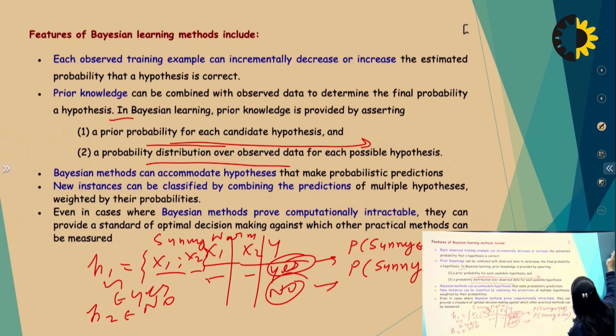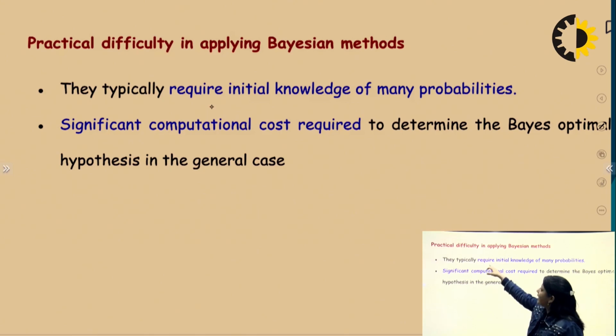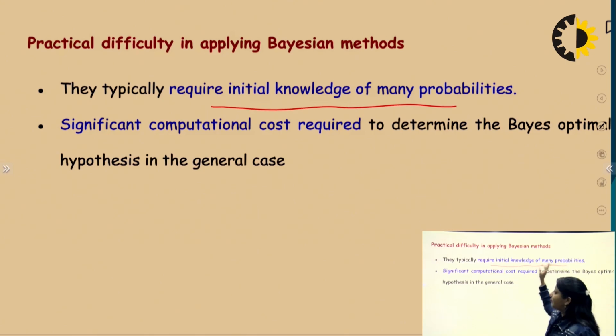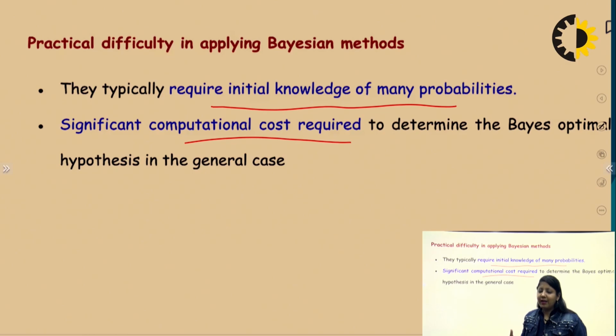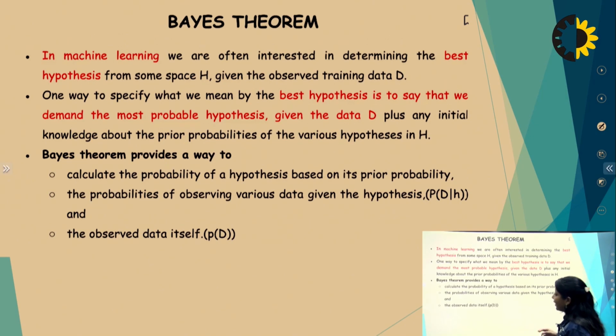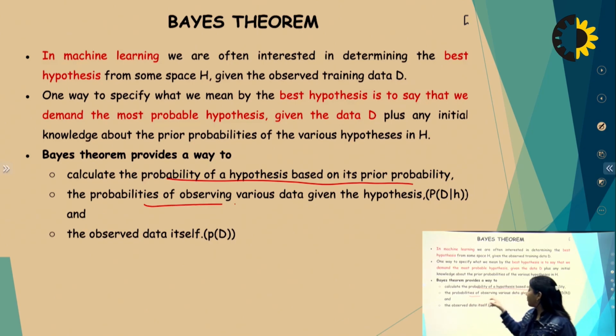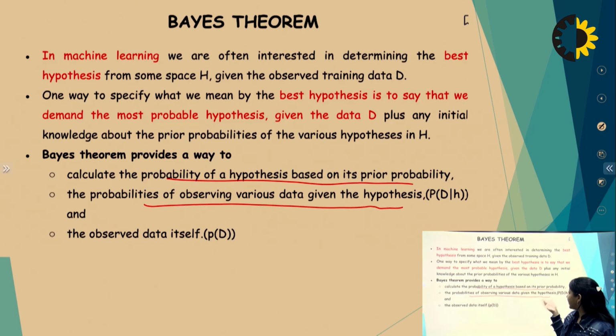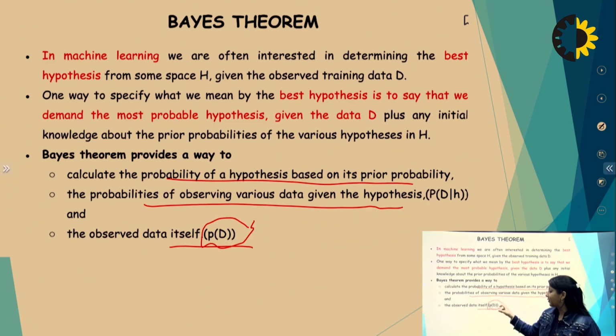For calculating this, we require initial knowledge of many probabilities in this case, and significant computational cost is required, because while calculating probability we have to apply the mathematical formula, which creates some cost. So we calculate the probability of a hypothesis based on the prior probability and the probability of observing various data given the hypothesis. Observed data means P of D, for each given data set.